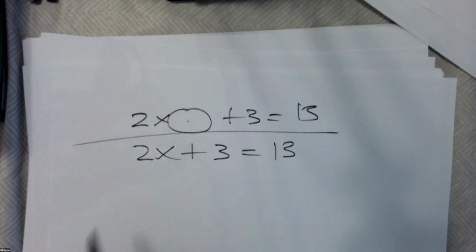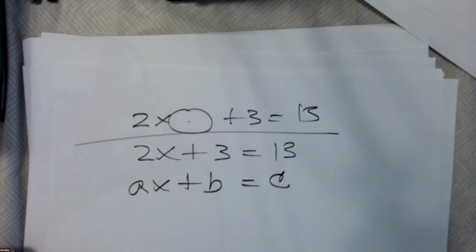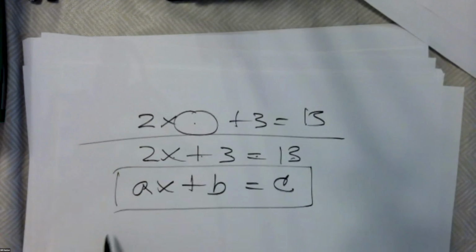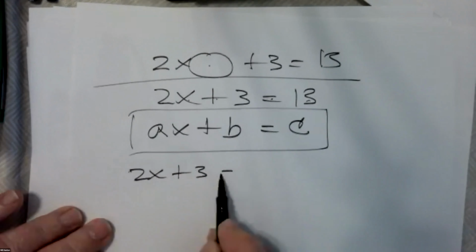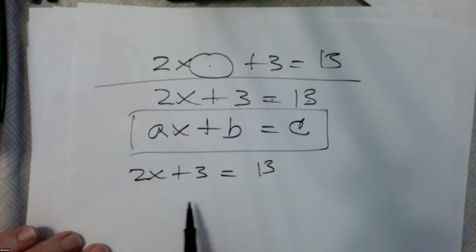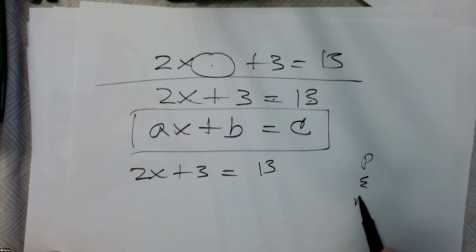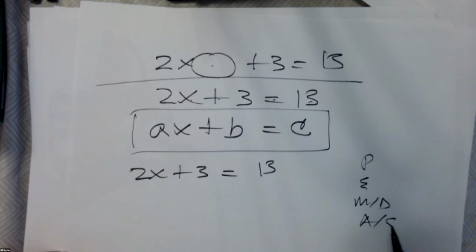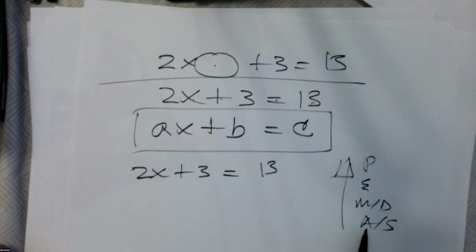And what is a systematic approach? It is equations in the ax plus b equals c format. When you have equations that are in that format, we use the order of operations in reverse. So we have a problem like 2x plus 3 equals 13. What I'm going to do is, using the order of operations, please excuse my dear Aunt Sally, going in reverse, I'm going to get rid of any addition or subtraction.